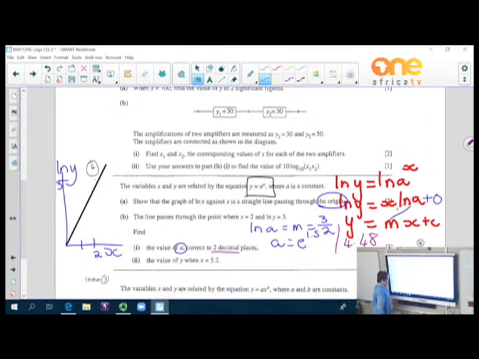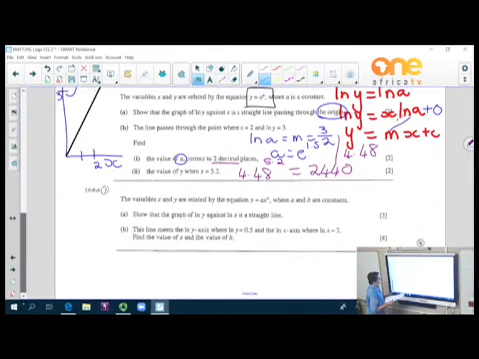And then they say find the value of y when x is 5.2. So now we know that a is 4.48, and then it is just that to the power of 5.2. This is just a calculation on your calculator. My answer here is 2440, rounded off to 3 significant figures.